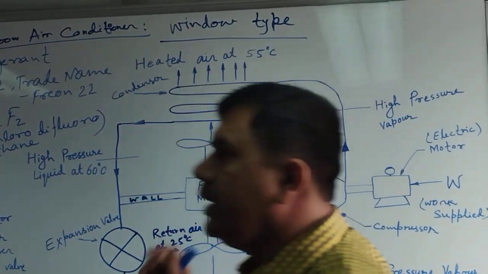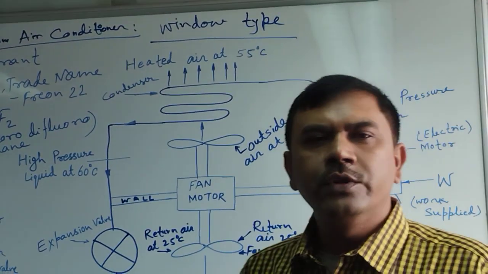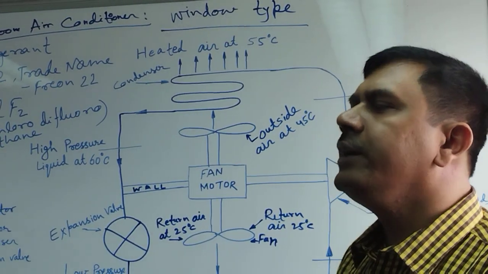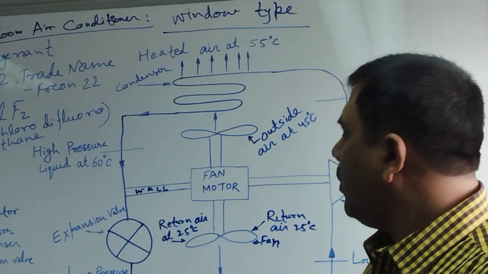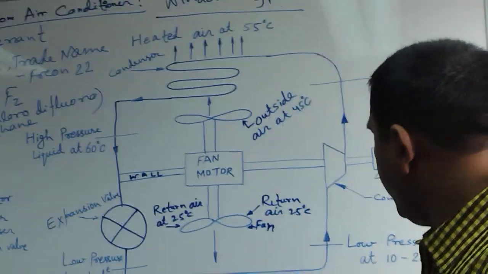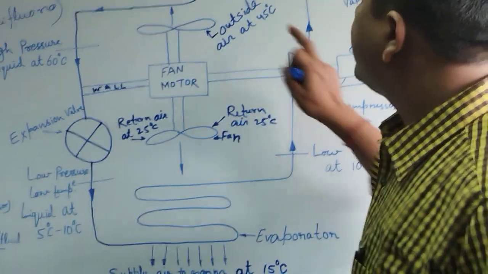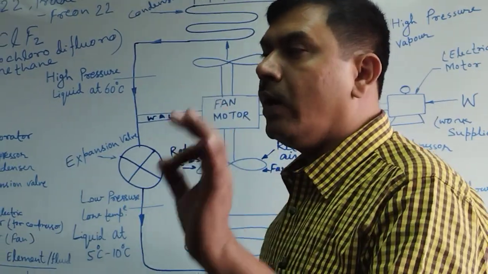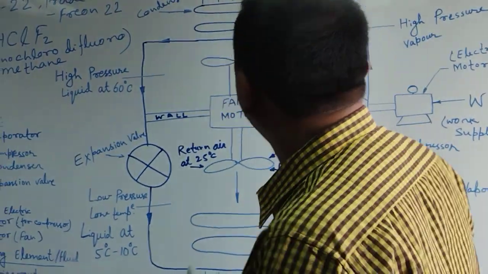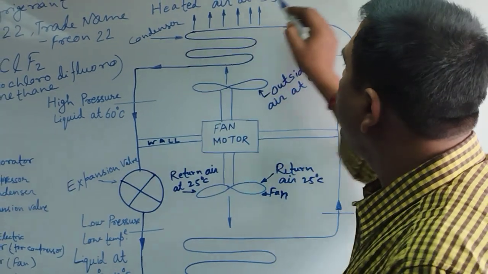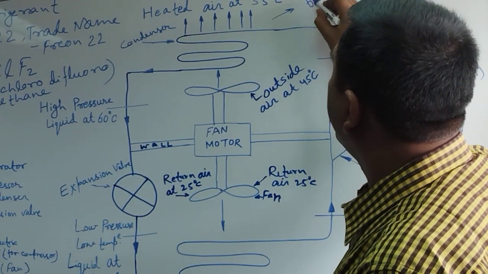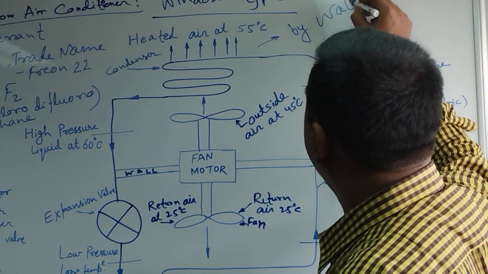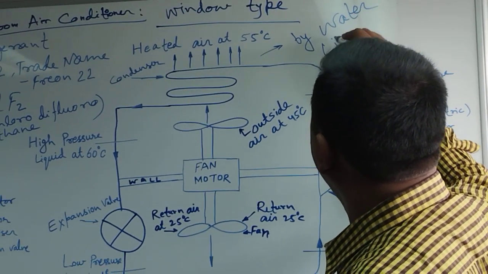If the air conditioning unit is used for large capacity work, like in industry, the evaporator, compressor, condenser and expansion valve are the same, but the only difference is that the condenser is cooled by water in industry.